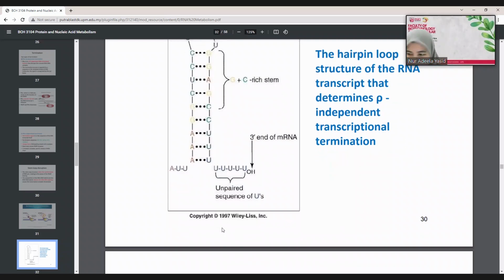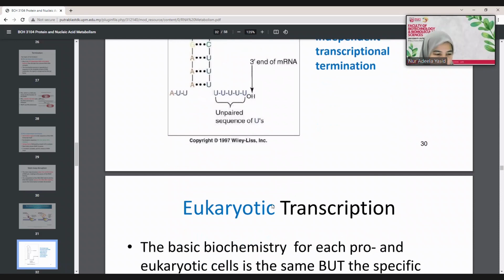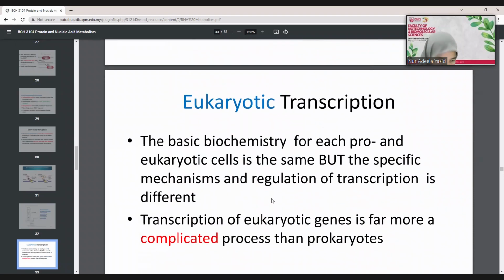Ada soalan lain? Before we move to eukaryotic transcription.